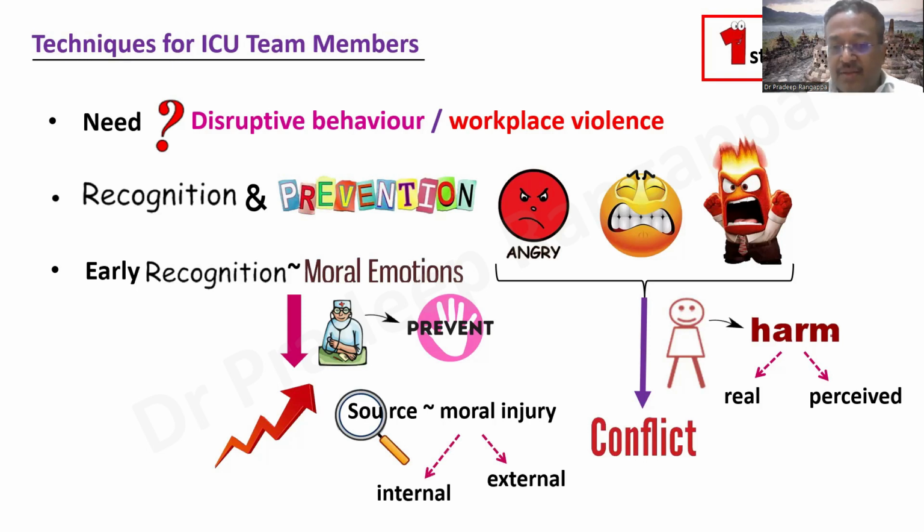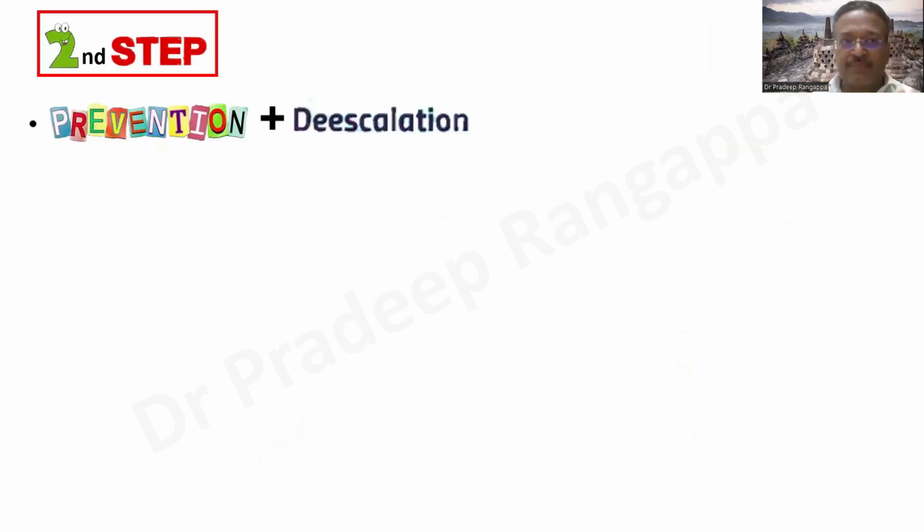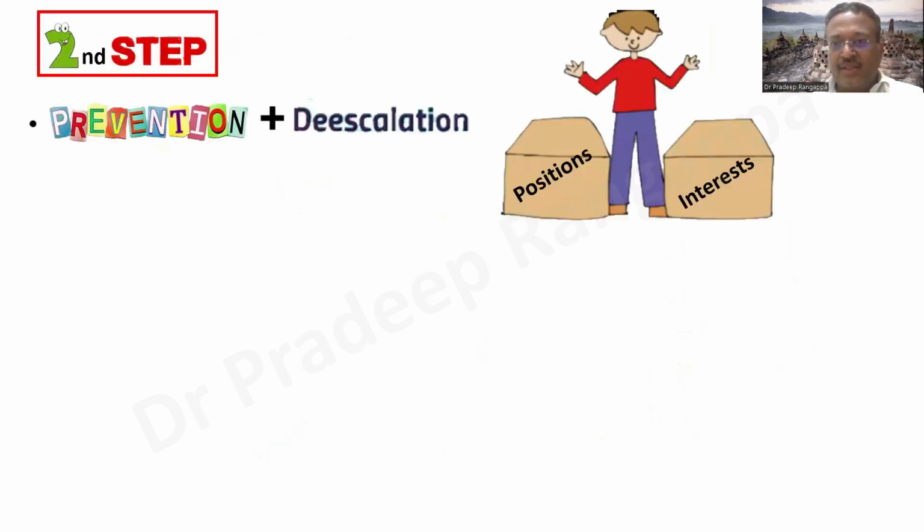And this moral injury can be internal or external. So early recognition of the emotions that may be stemming up, which lead to conflict, is very important as a first step. So the first step is recognition of the emotional aspects which can potentially lead to conflict. So what is the second step? The second step is prevention and de-escalation. So this is a very important slide.